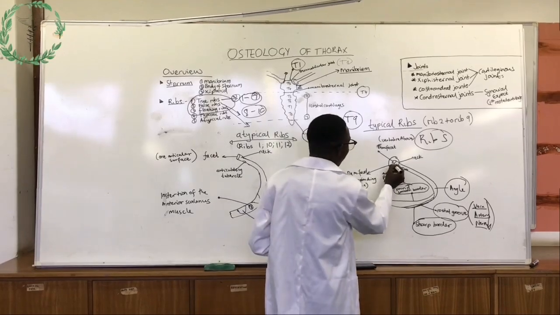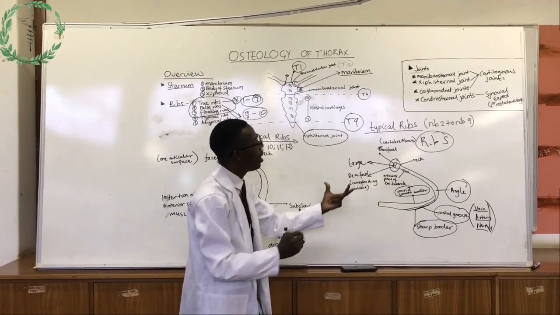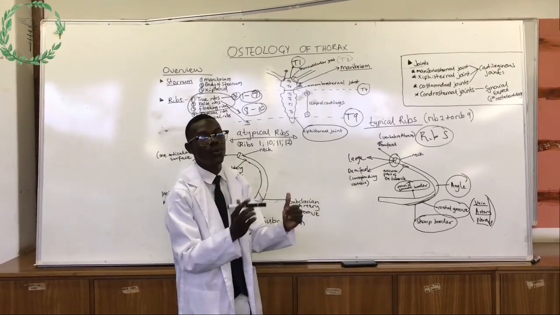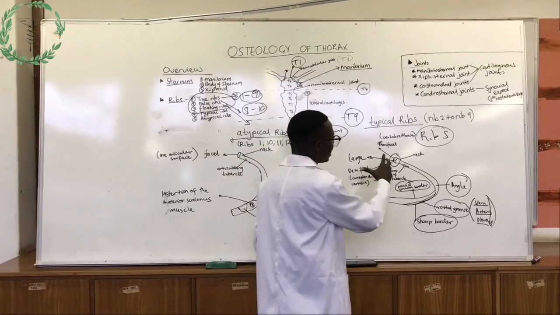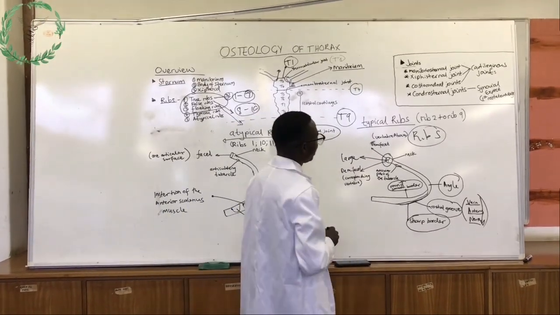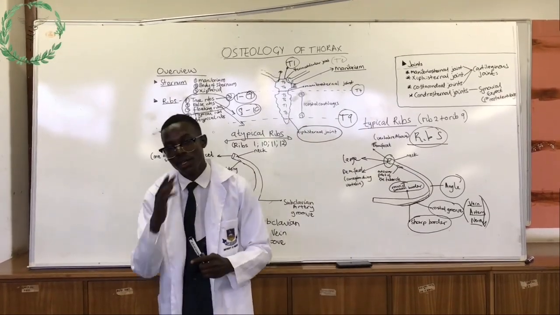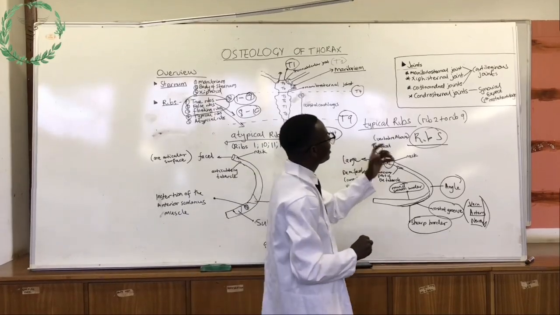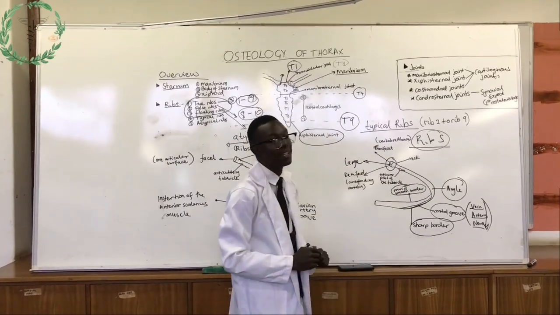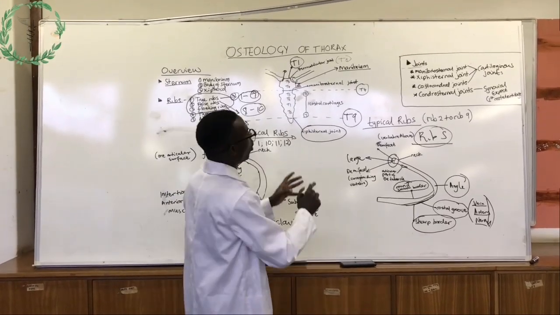The lower facet is larger than the upper facet. The lower facet will articulate with the corresponding vertebra, and then the upper demifacet will articulate with the superior or the upper vertebra. Alright, you need to take note of that as well. So let's say this is rib number 5. Rib number 5 will articulate with thoracic vertebra number 5, as well as superiorly with thoracic vertebra number 4. Alright, so these are typical ribs.